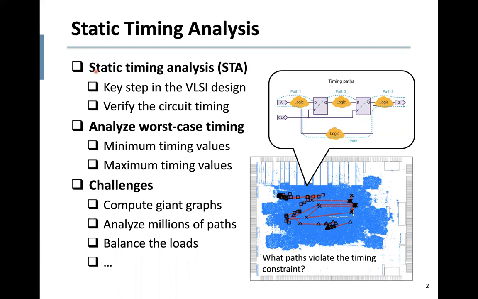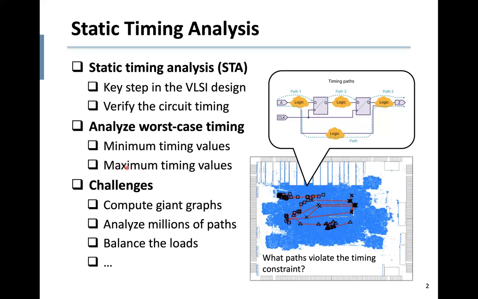For example, we may just consider the minimum arrival time of a node. What is the earliest possible arrival time at the node? Or the maximum arrival time of a node? What is the latest possible arrival time of a node? By figuring out the best case and worst case timing value at each node, we can quantify the violation based on the timing constraint under the given clock frequency.